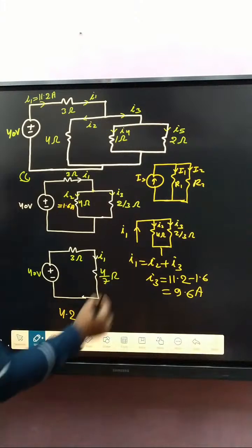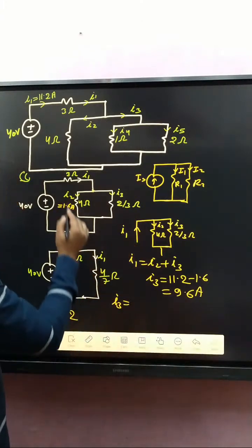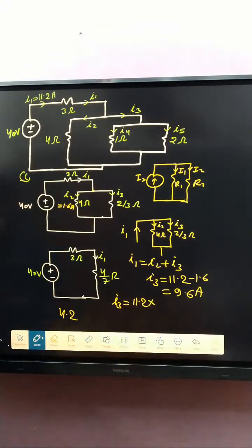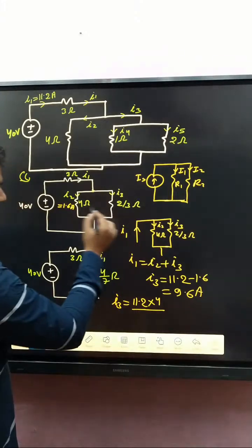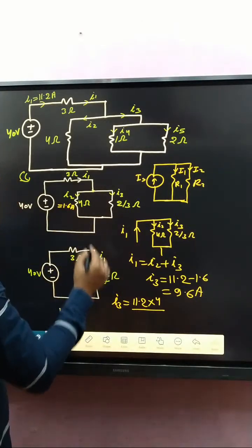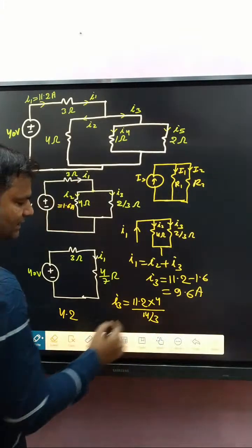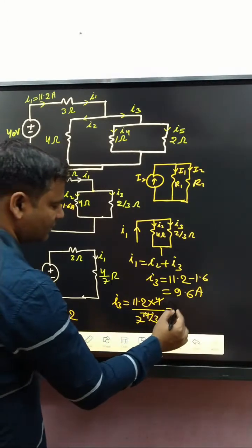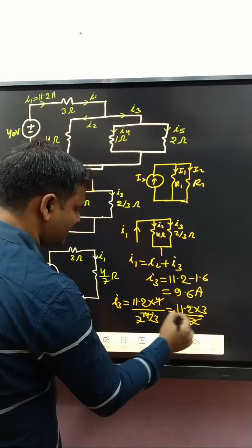Otherwise, you can apply the current division rule here also. I3 is equal to I1. I1 is basically 11.2 into, for resistance, the parallel resistance, that is 4 divided by the sum of these two. So 4 plus 2 by 3, that is 14 by 3. So we got 11.2 into 3 divided by 7.